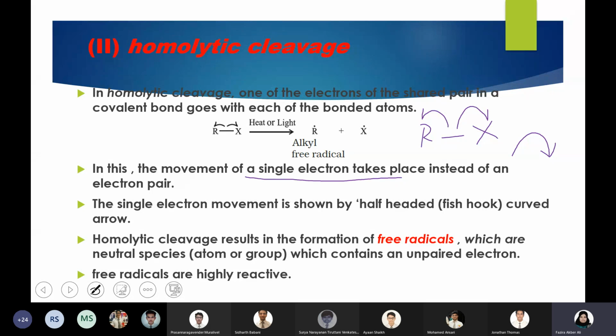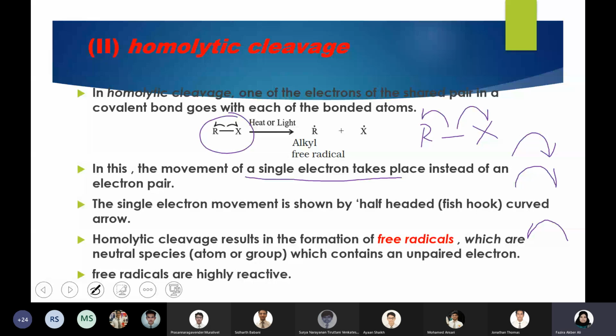So it is showing the movement of a single electron, and that can be shown with the same curved arrow, but you will have a one-sided head. Or if you show it the other way, again curved arrows, one-sided head. That is how you can see it in the diagram also. This indicates homolytic cleavage.